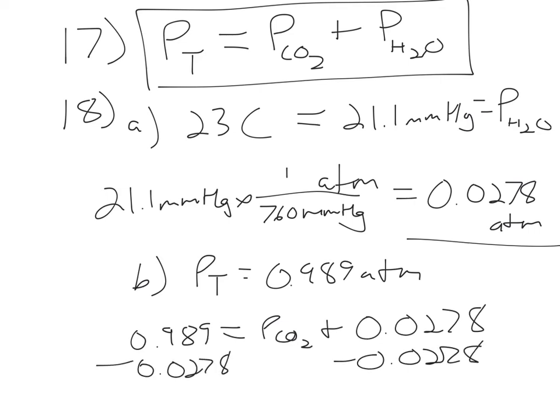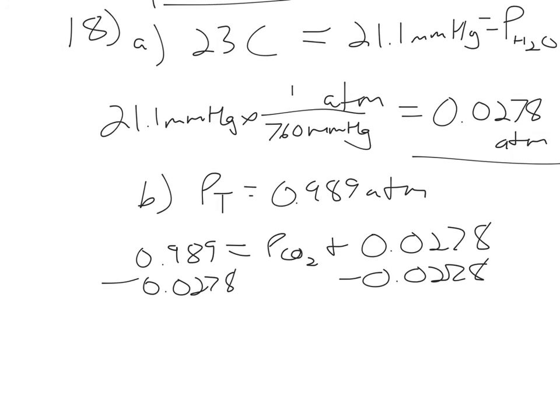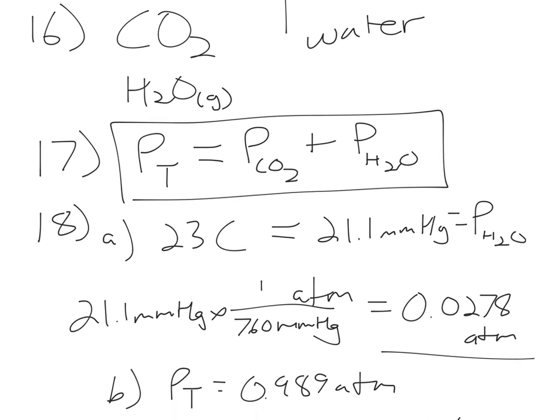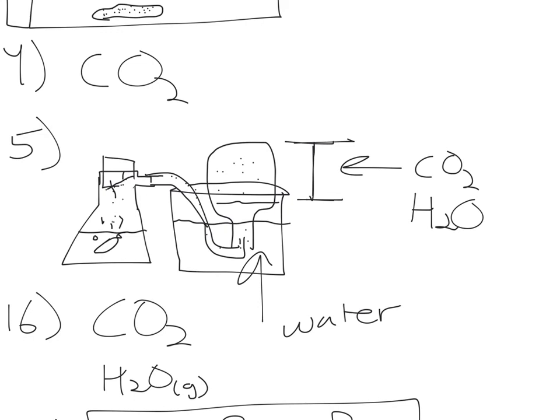And let's figure out what that is. 99 minus 0.0278 is, let's make some more room here. So the partial pressure of the CO2 is 0.9612 atmospheres. So when I did this, all the CO2 that bubbled up here and got stuck in the bottle is pressing outward against it, and we can say that it's pressing outward with a pressure of 0.9612 atmospheres.